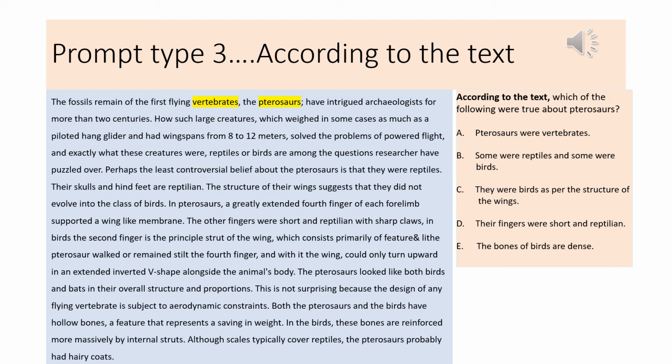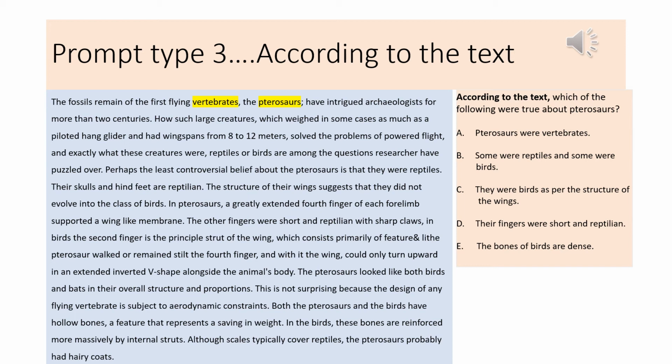Here, you can just simply scan for your keywords. For example, in the first one it says petrosaurs were vertebrates. So you'd look for the keyword petrosaurs and maybe the word vertebrates, highlighted in yellow here. Then you'd read that part of the text. You've skimmed to find these words. Now you're scanning for the meaning to see if it corresponds with A. And that's all you're doing.